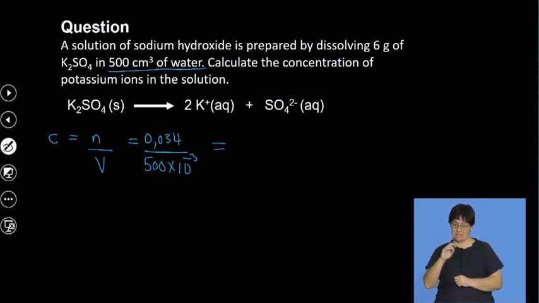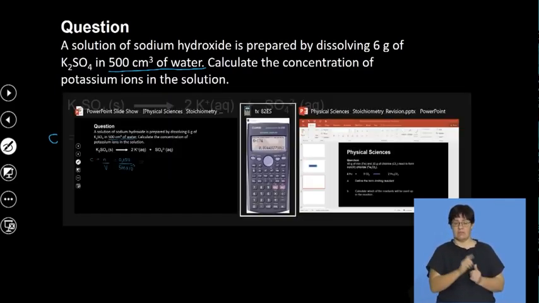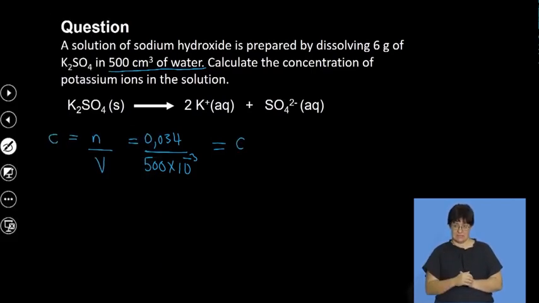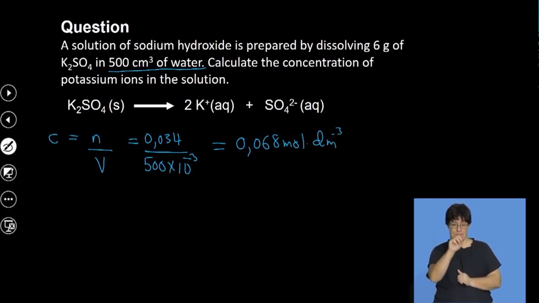So what's the concentration of potassium sulfate, okay? We'll go to our calculator once more. We know that that's 0.034 divided by 500 multiplied by 10 exponent negative 3, okay? If we can just put a bracket there so that it becomes very accurate. So you need to familiarize yourself with the use of the scientific calculator, okay? So the concentration as a decimal fraction is 0.068, right? So 0.068 mole per cubic decimeter, right?